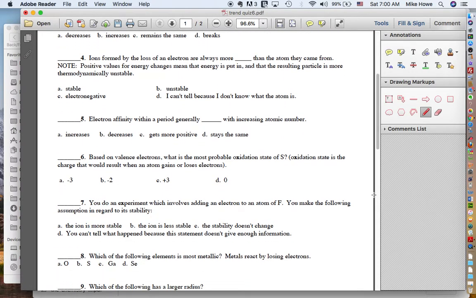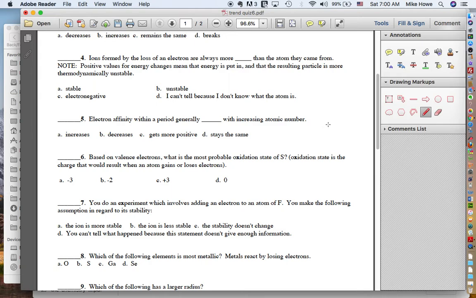Now a question as we move on. What I just told you about might help you with number 5 also, because electron affinity is attraction for electrons. So as you increase atomic number, going left to right, are you going to get more attraction or less attraction?